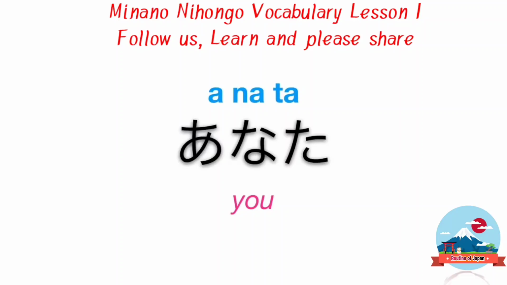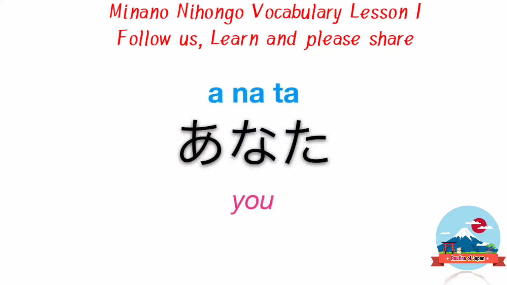Anata. I noticed that when you're not very close to someone you're talking to, you don't address them directly as anata or you, but instead you address them by their name. So for example, you want to ask, are you okay? Directly to the person you're talking to, and their name is Suzuki-san. So instead of saying, anata wa daijoubu desu ka, you say, Suzuki-san wa daijoubu desu ka? Are you okay, Mr. Suzuki?